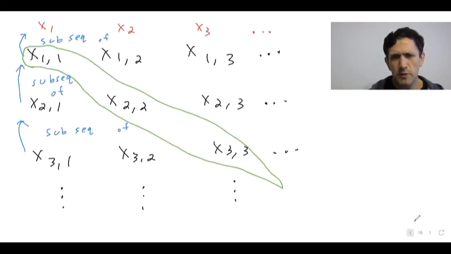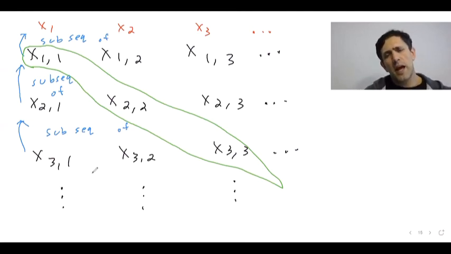The fact that it's a subsequence is kind of trivial. This row here is a subsequence of x1, x2, x3. This row here is a subsequence of x1, x2, x3. The third row is a subsequence of a subsequence of a subsequence of x1, x2, x3. So when we go along the diagonal, we're just getting pushed farther and farther along my original sequence. So this is pretty plainly a subsequence.